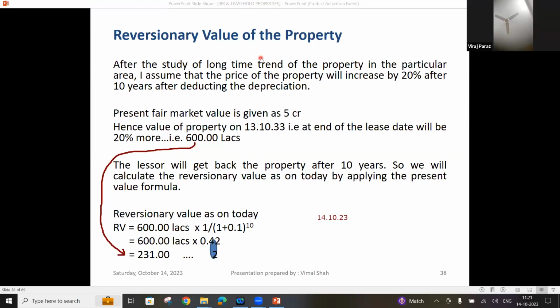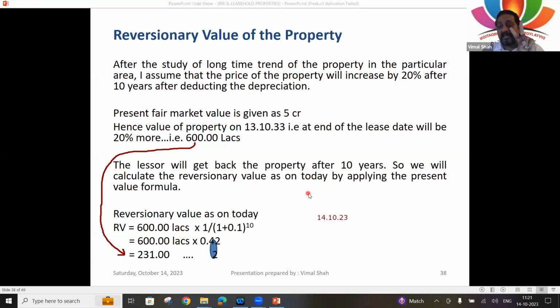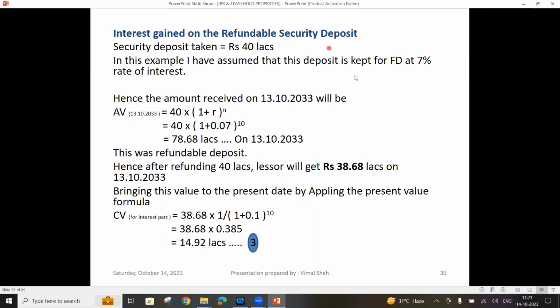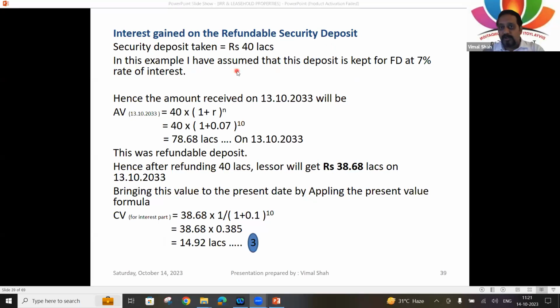The second interest in the property. This is the reversionary value of the property. This is the second interest of Mr. A in the property. And then the third interest, it was about the security deposit.